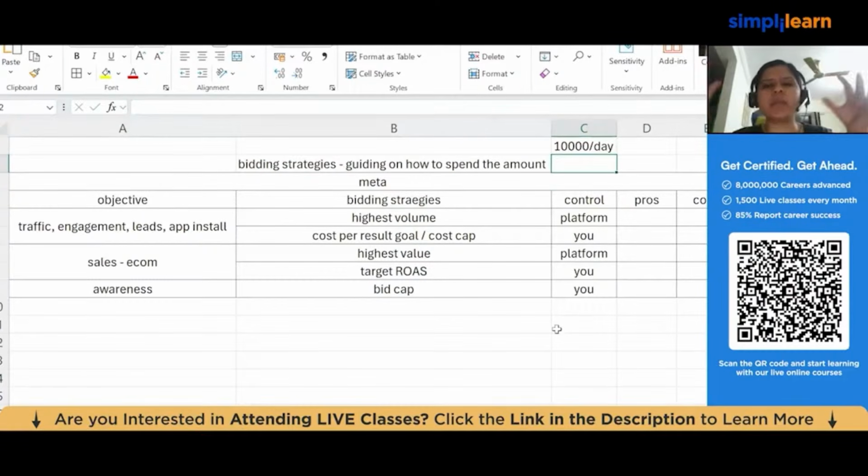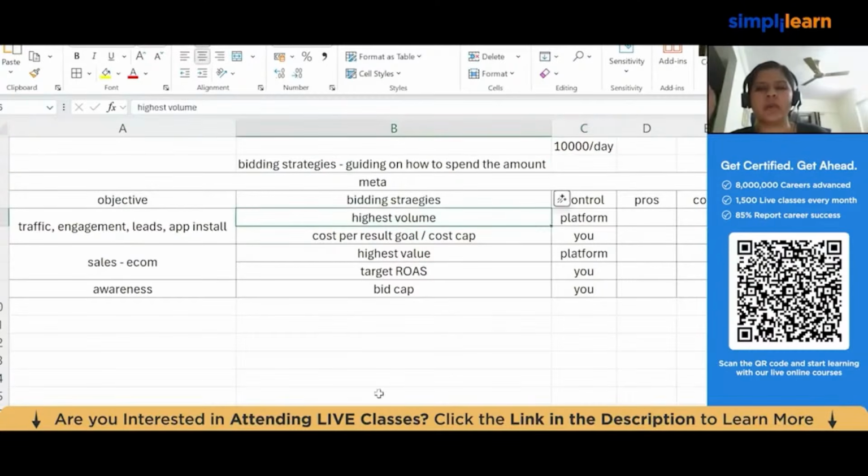They are giving me 10,000 per day, and they've asked me, Jigisha, we want as many leads as possible within this budget. In that scenario, I will choose my bidding strategy to be highest volume. I'll give this budget to the platform and choose highest volume, so the platform will try to get me as many leads as possible.